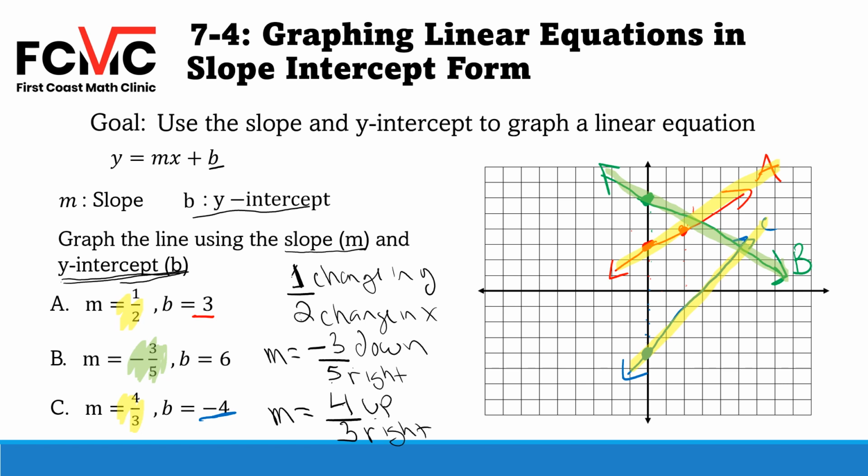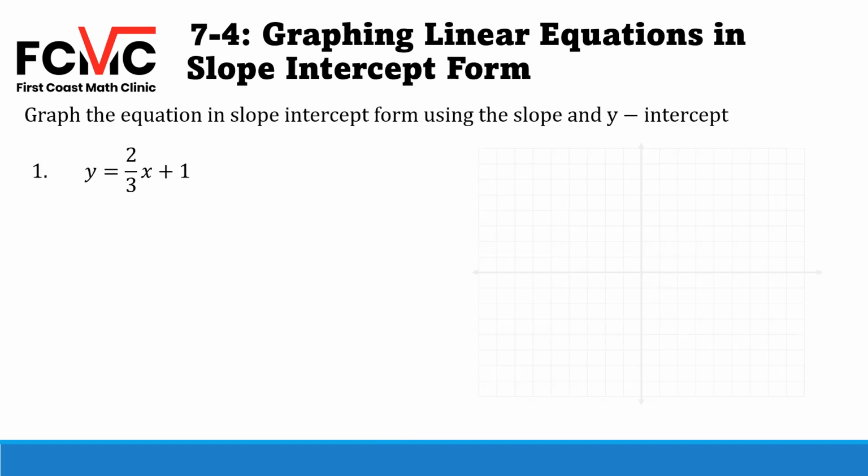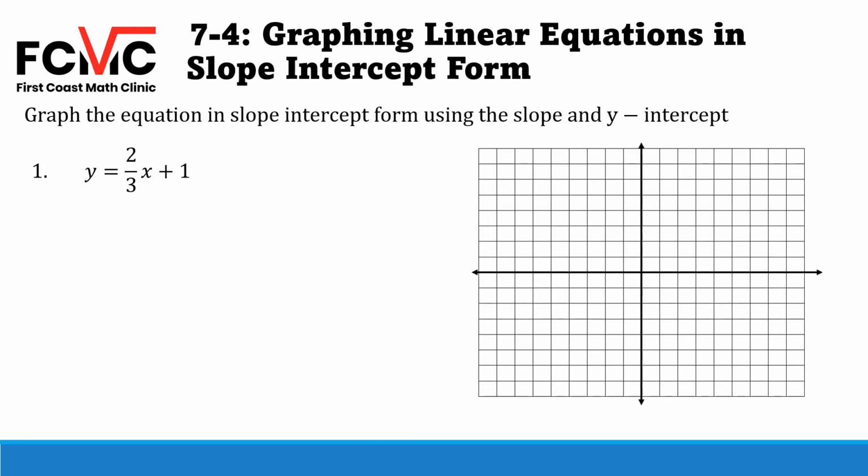All right, so let's do some more practice using our slope and y-intercept to graph our equations. Number 1, y equals 2/3 x plus 1. So our m value is 2/3. B is 1. Remember, our equation is y equals mx plus b. So 2/3 is in m's position, 1 is in b's position.